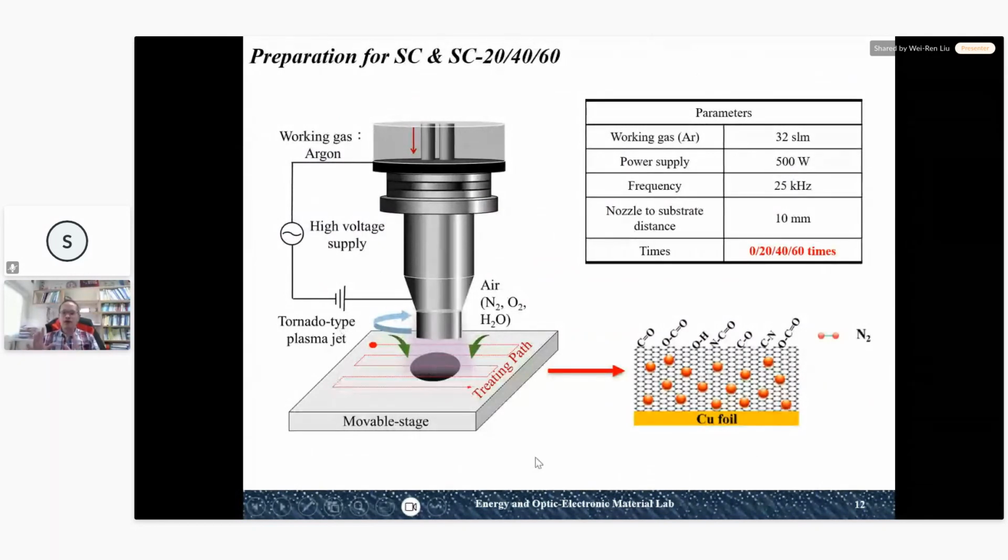Because it is an atmosphere plasma treatment, there are some nitrogen, oxygen, and moisture in the atmosphere. So hopefully we can make a nitrogen doping inside and the functional group outside to make a hydrophilic surface and the nitrogen doping inside the carbon materials.